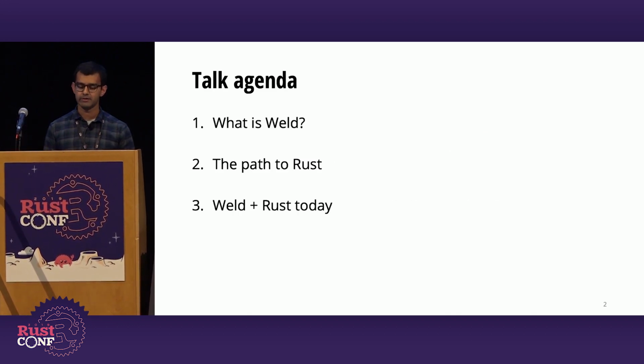So just to provide an agenda for the talk, I'll first talk a little bit about what Weld is and what its motivations are, followed by the path that we took that landed us at Rust. And then finally, I'll talk about some of the features of Rust that we use in Weld, and also where we hope to take the project from here.